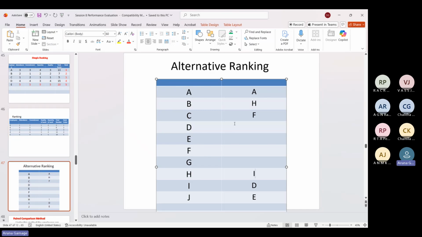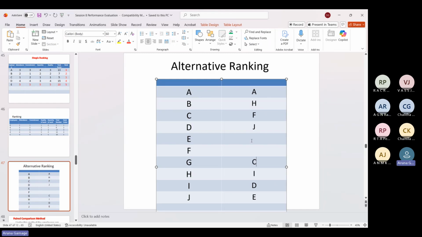4 employees remaining. So select best and worst out of 4. Who is the best one? Employee J. Worst one, sorry. Who is the worst one? Employee C is the worst one. Right. We have selected 8.